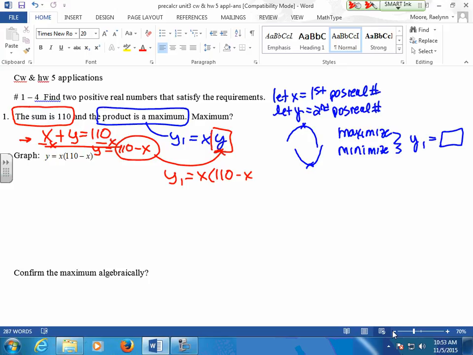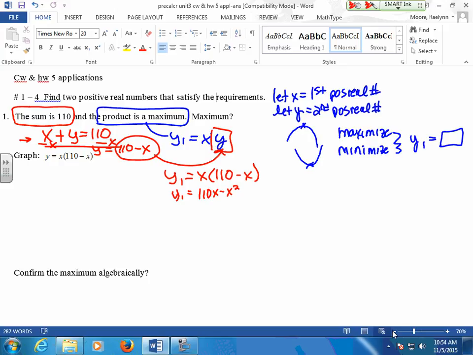Oops. My board just went buckle. And I get this. Now, I want you to think about this for a second. When we say this, these are two factors, right? So picture just distributing these out. I get 110x minus x squared, right? There's my parabola. Where does it turn? Up or down? Down, because a is -1, right?